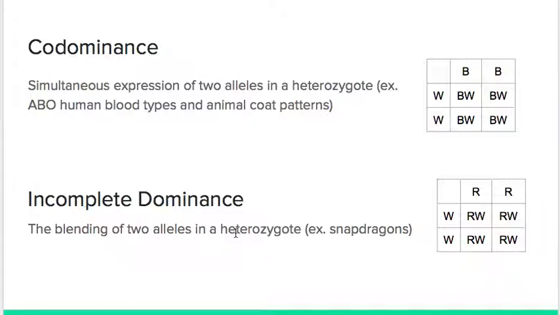Now, with incomplete dominance, it's a little bit different. It's the blending of two alleles in a heterozygote. So when you're blending, you're thinking of red and white equals pink, which is exactly what that is.